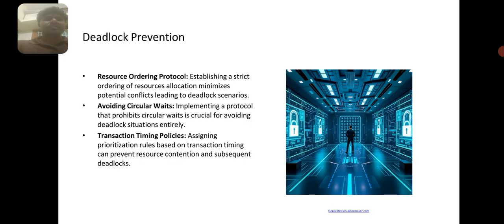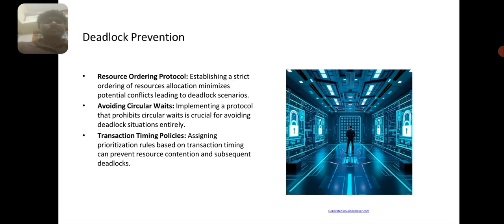Next is deadlock prevention. There are three prevention approaches. The first is the resource ordering protocol, avoiding circular waits, and the transaction timing policies. The resource ordering protocol orders all resource allocations, minimizing the potential for conflicts leading to deadlock scenarios. Establishing an order for all allocations prevents simultaneous conflicting allocations and deadlock scenarios.